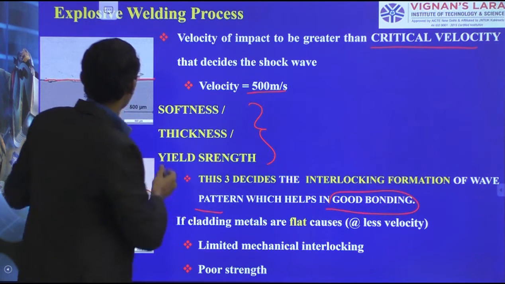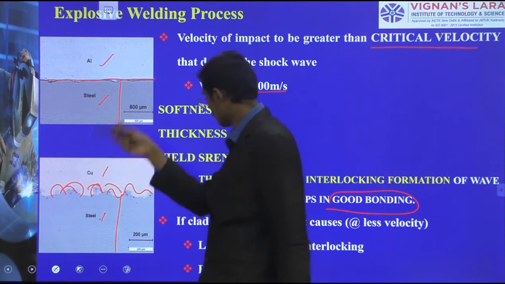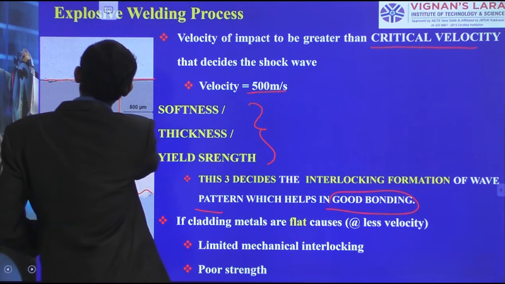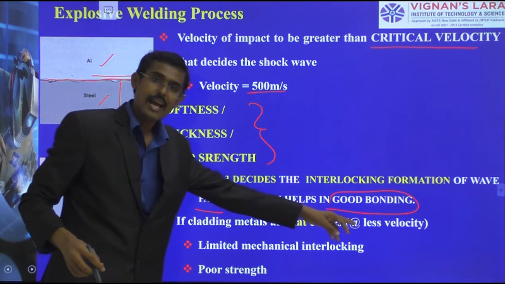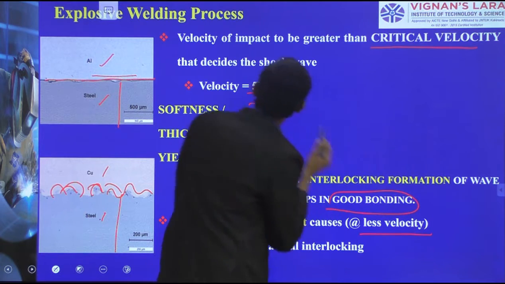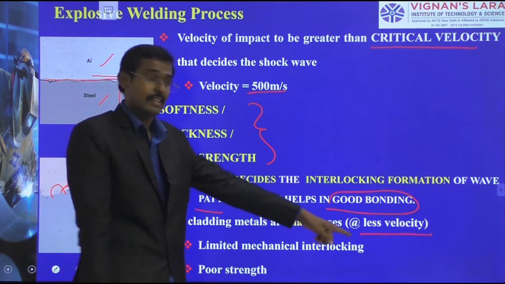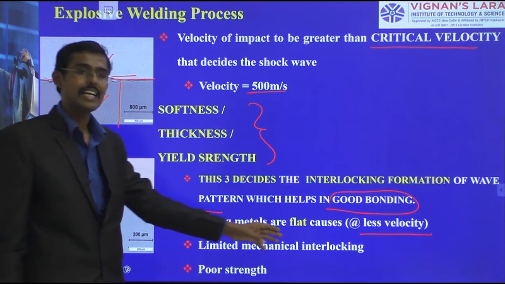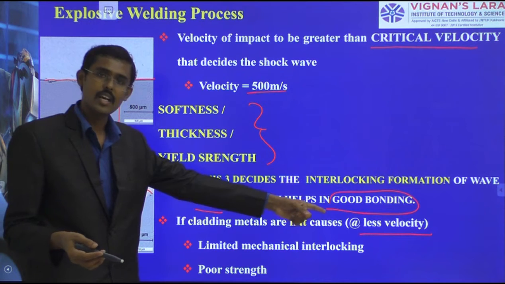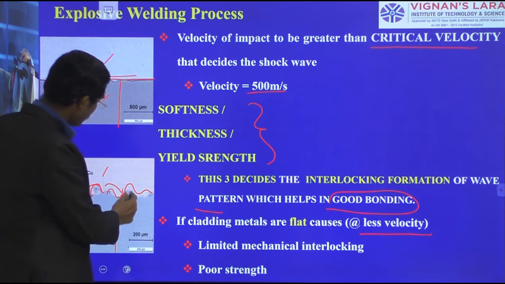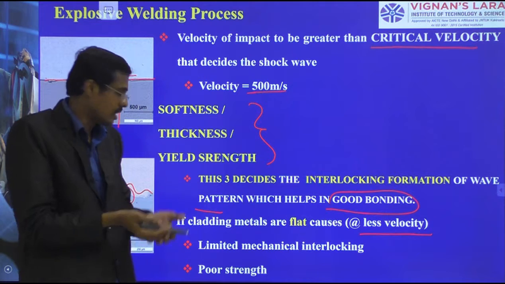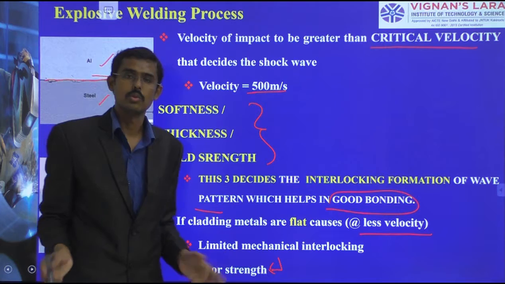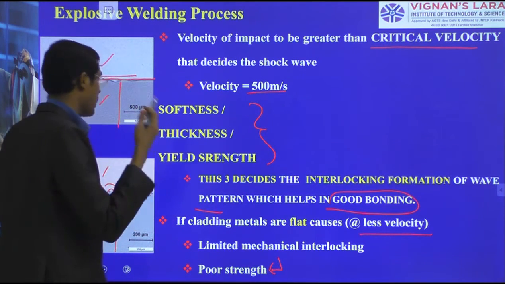So this is bad bonding. This bonding is not good. Here this is very good. Accordingly, the cladding metals are flat at less velocity, where less velocity means less than 500. The velocity has to be higher than the critical velocity, not less than critical, greater than 500. Otherwise limited mechanical interlocking will occur. If the velocity is not there, the interlocking will not happen because the force and velocity are not there. It will also result in poor strength. That is how we should take care.